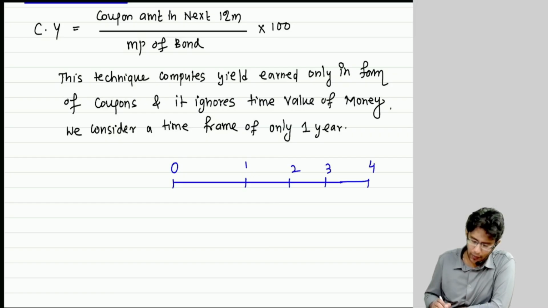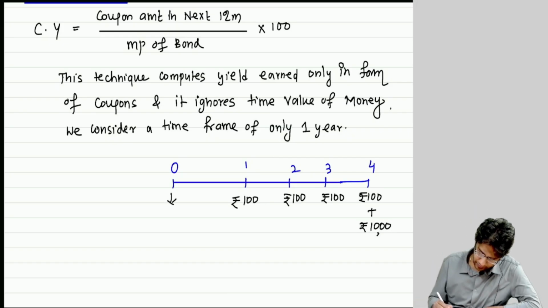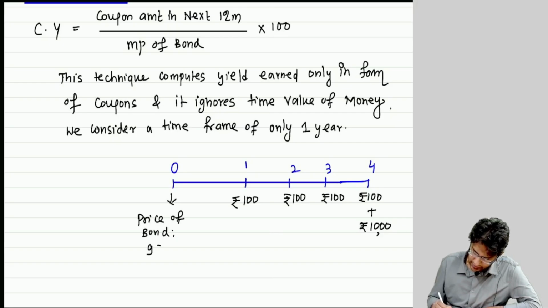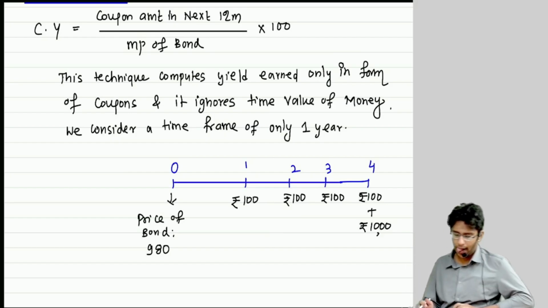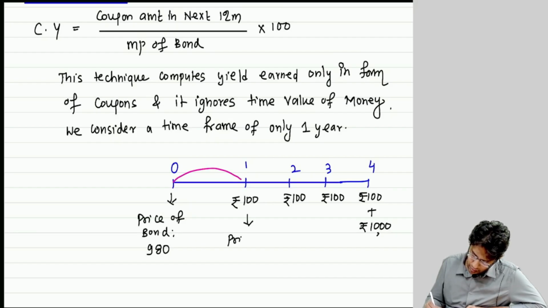Sir, there is a 4-year-old bond, a 4-year maturity bond. The bond cash flows are like this. You will get 100 here, 100 here, 100 here, and here. And here you will get 1000 maturity value also. Today, the price of the bond is 980. One year is over. After 1 year, the price of the bond is 1020.